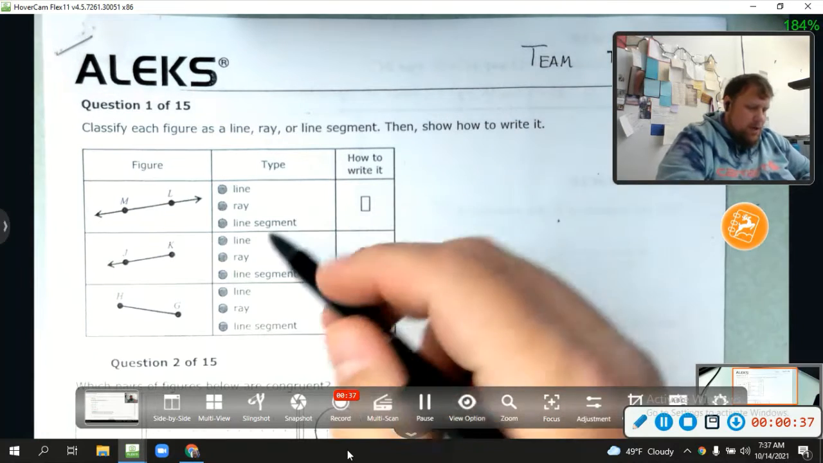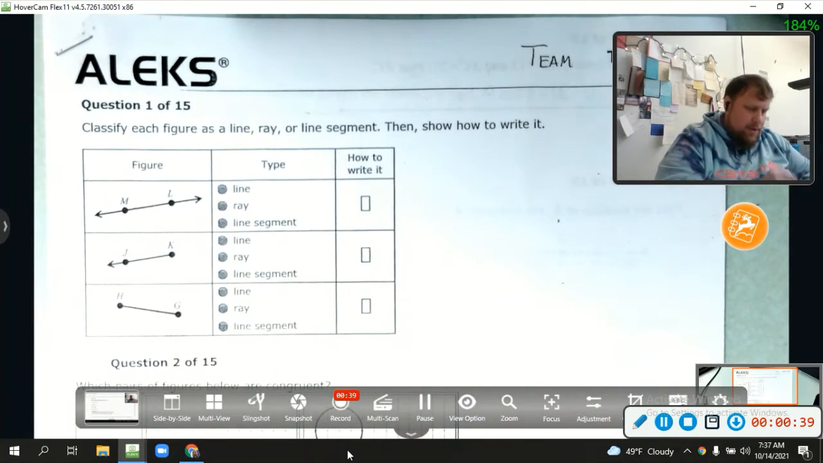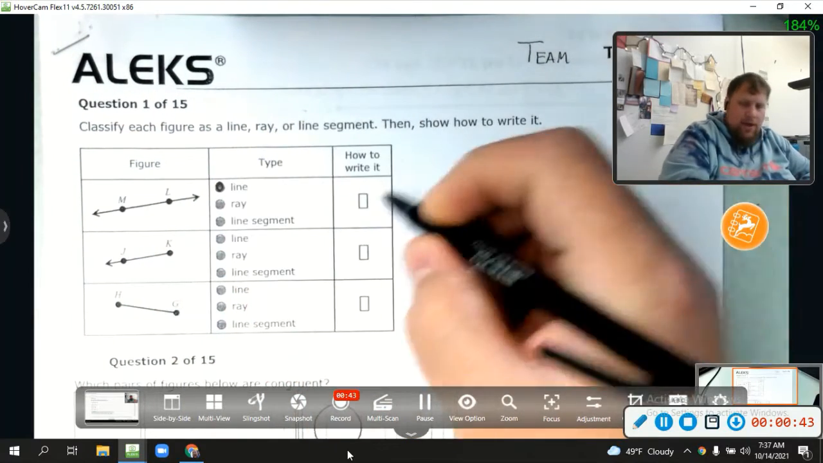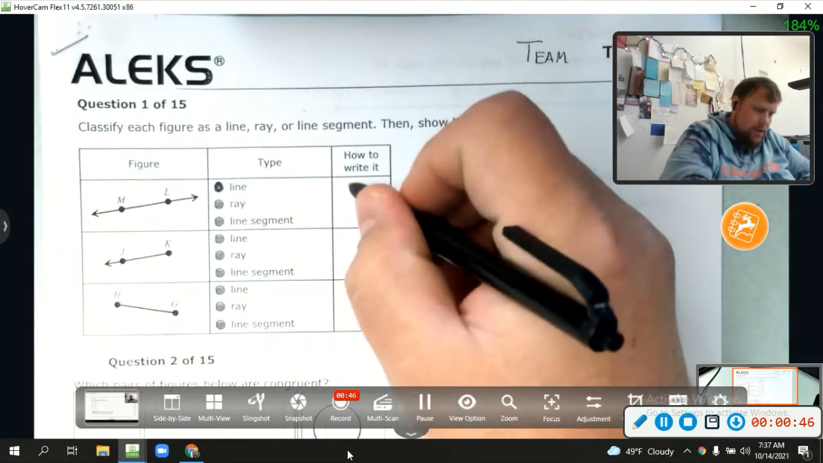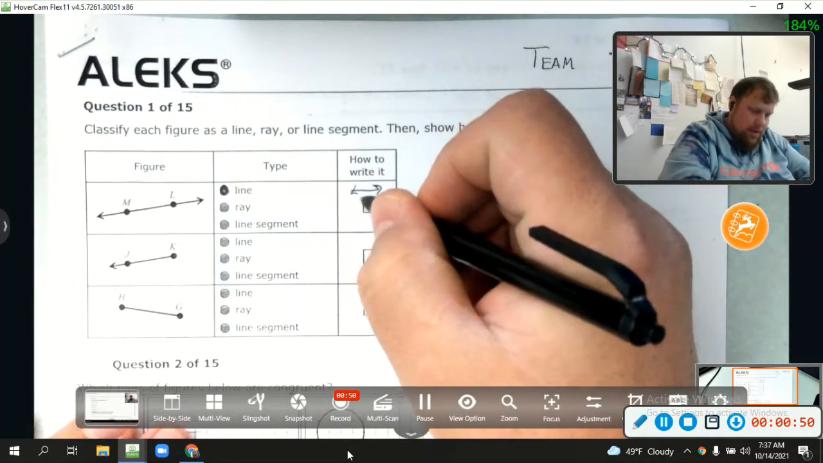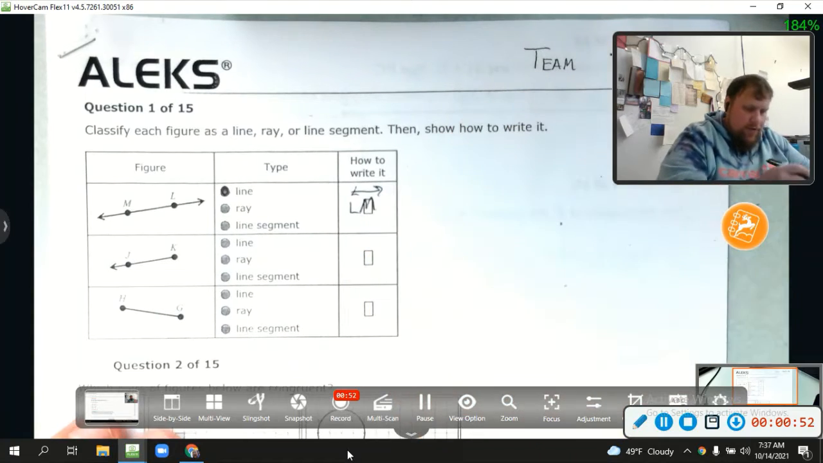All right, so we're going to start talking about rays, lines, and line segments. So right here, remember, if it has arrows on it, that's a line. And you'll have choices when you take the test. So you'll need to choose the one that says line, looks like that. And what's the line, LM or ML? I'm going to call it LM. Either one's fine for a line.